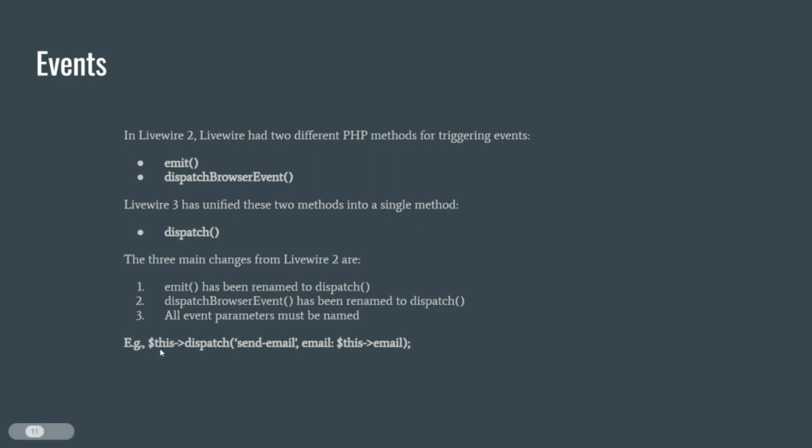We now shall be calling, or let's say triggering, any event like this: $this->dispatch. This is the name of the event, and this is the parameter name, email, and the value is here. Okay, so this is what this third item means. The event parameters must be named, which means email is the name of the parameter and this is the value.